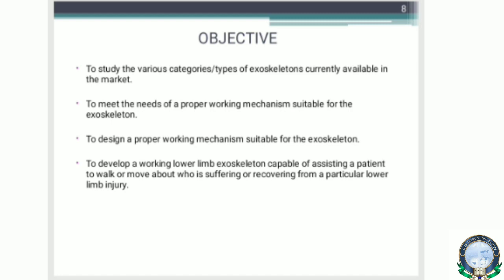Hello everyone, my name is Hopsonbou and my topic for presentation is the objective of our project and working mechanisms of our model.